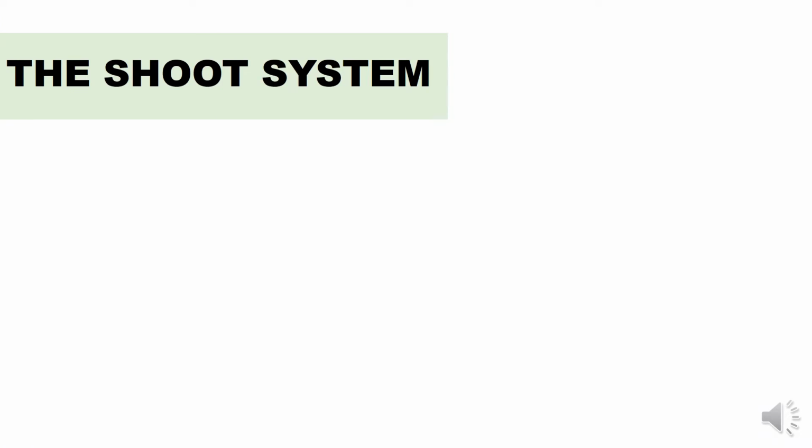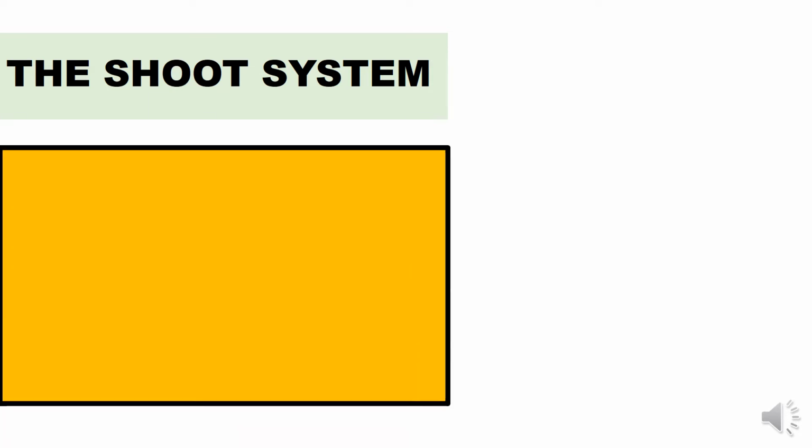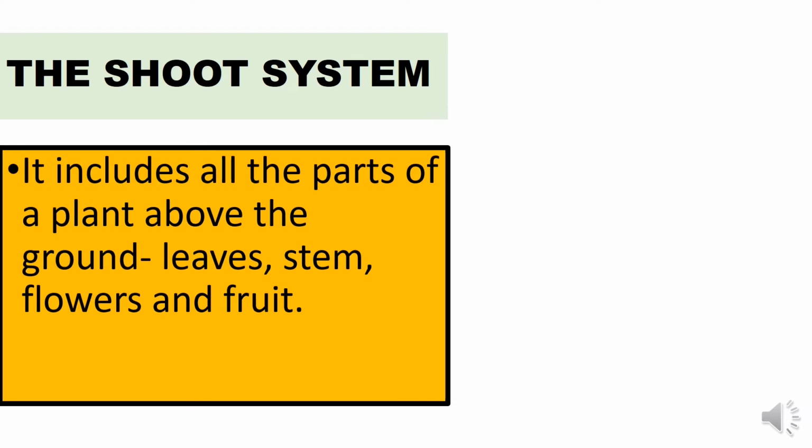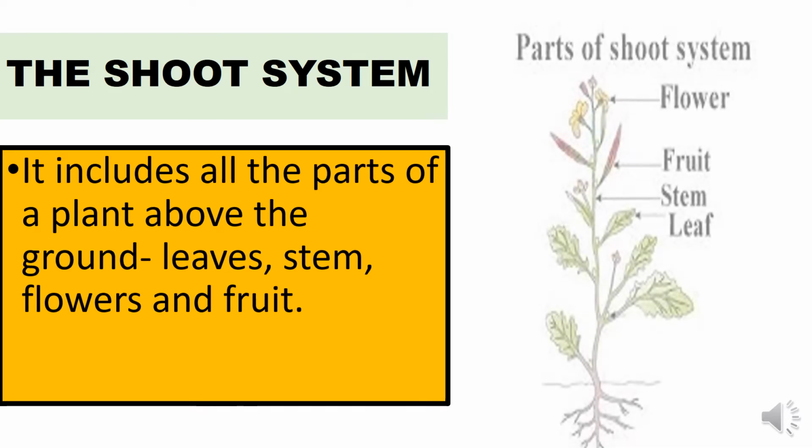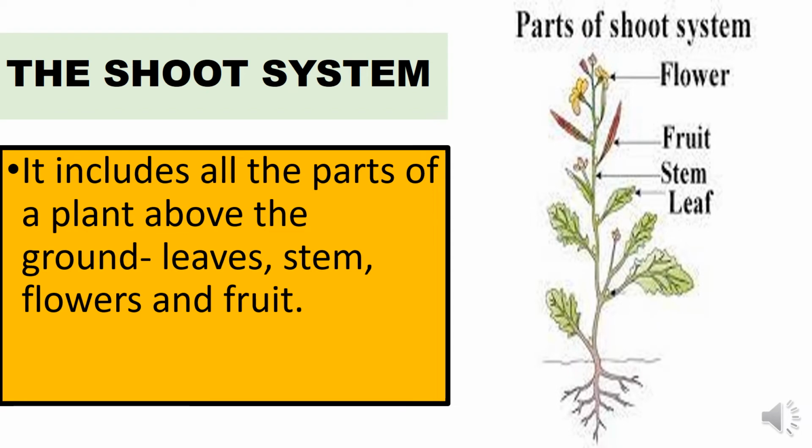So, we need to understand first what the shoot part is. We all are aware that a plant is present above the ground and below the ground also. The plant is divided into two parts: the part which is above the soil is called the shoot system, and the part which is below the ground is called the root system. The shoot system includes leaves, stem, flowers and fruits.